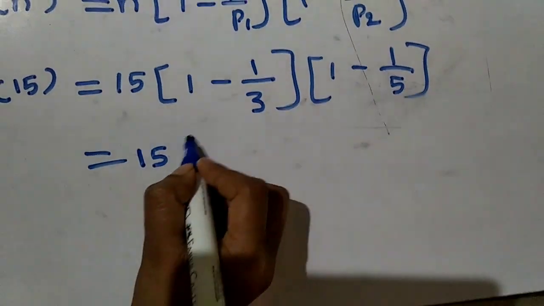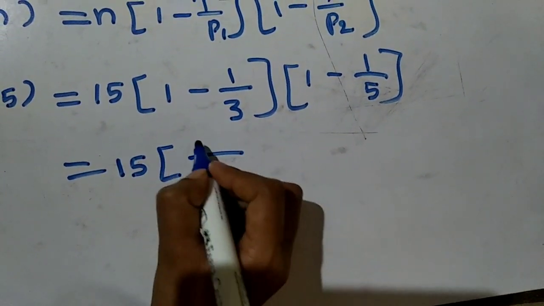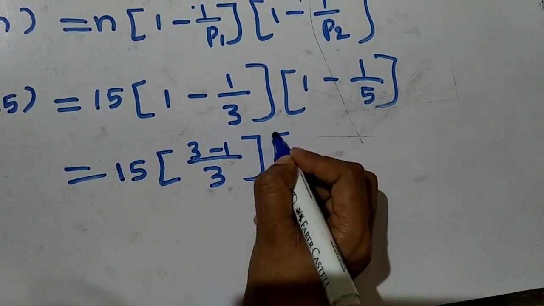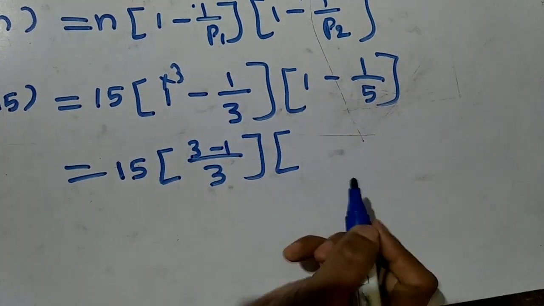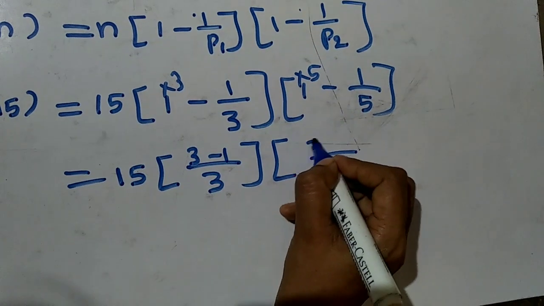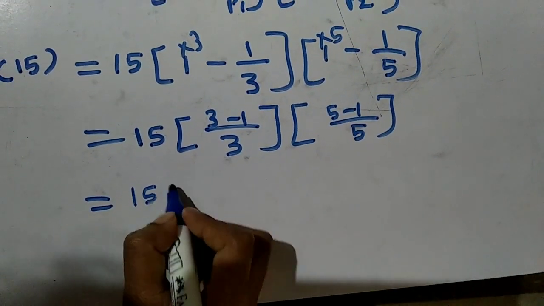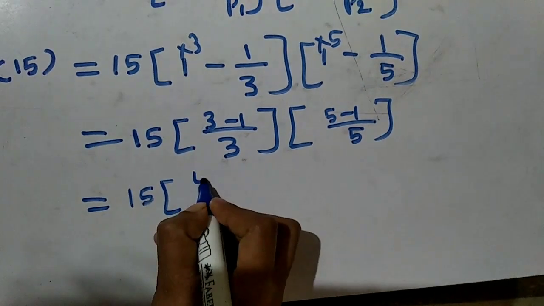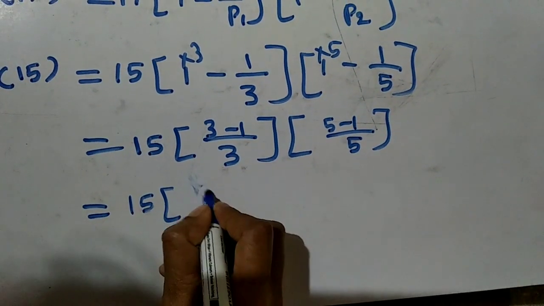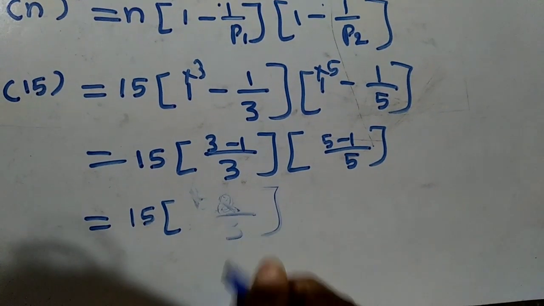So 15 as it is, and take LCM. The LCM is 3, and 3 minus 1. Next, here you have to multiply into 3. Next, this is a 5, so here 5 minus 1. Okay, so simplify it. 15. 3 minus 1 gives me how much? 2. So 2 by 3.